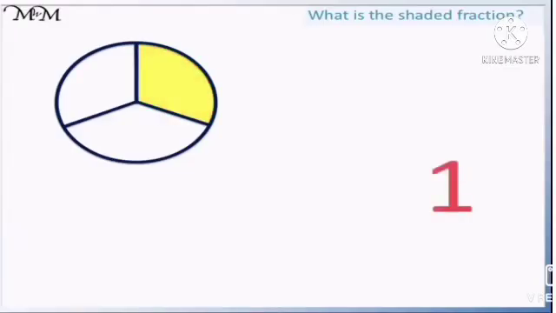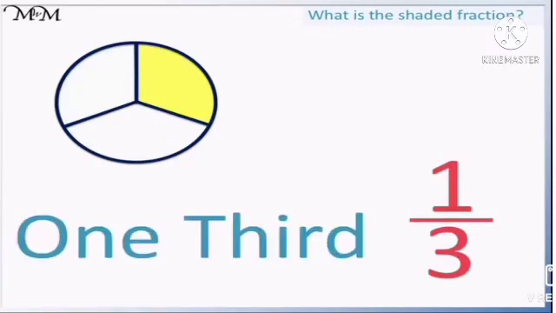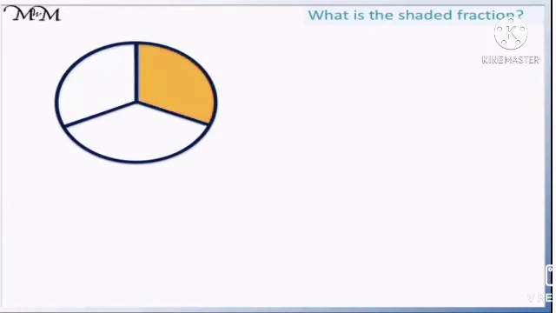What is the shaded portion? 1 over 3. Here children, 1 over 3 can also be read as 1/3.